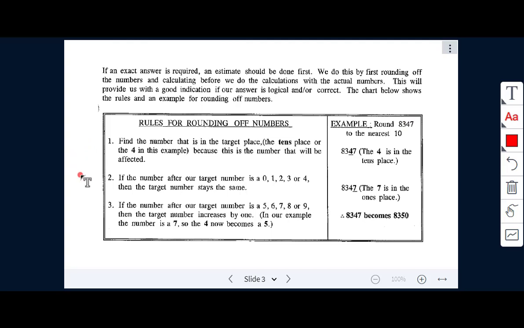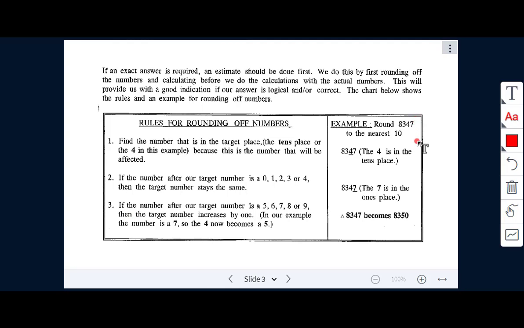Next, you're going to look at the number on the right. It says here, look at the number after our target number. That's the number on the right, and that's the number 7. If the number to the right is a 0, 1, 2, 3, or 4, then that target number is going to stay the same. So the 4 would stay the same. If the number to the right is a 5, 6, 7, 8, or 9, then that target number is going to increase by 1. So in our example, to the right we have a 7.